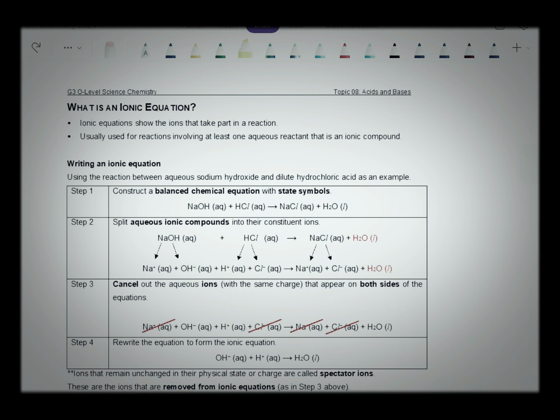Hi students, today we'll be looking at how to construct an ionic equation. So let's go through some basic things about ionic equations first.